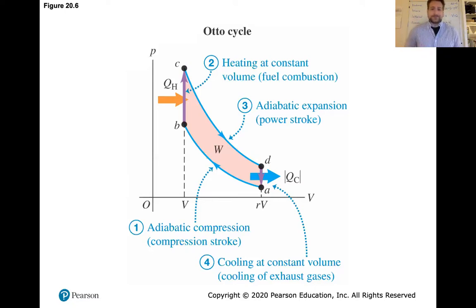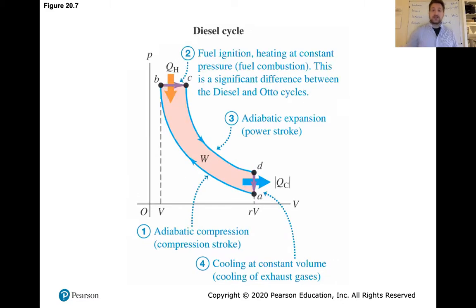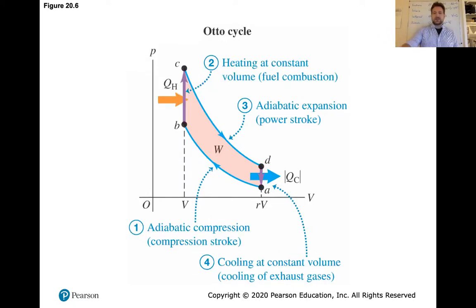These constant volume processes bum me out. We don't get any work from that. So we've also tried the diesel cycle, which changes not a lot, actually. We still have an adiabatic expansion power stroke. We still have an adiabatic compression stroke. And we still have cooling at constant volume. Take the exhaust, push it outside without really changing the volume that it takes up.